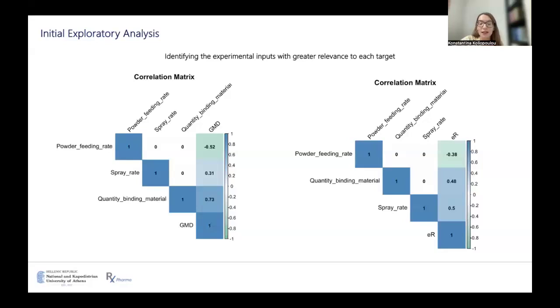First, an exploratory analysis of the variables was performed using a correlation matrix. This analysis aimed at identifying the experimental inputs with greater relevance to the target. The quantity of binding material has a positive correlation and great impact on the outcome of both responses. However, the aim of this study was not to optimize the experimental variables in isolation, but to identify the predictive capacity of machine learning algorithms compared to the traditional RSM model.